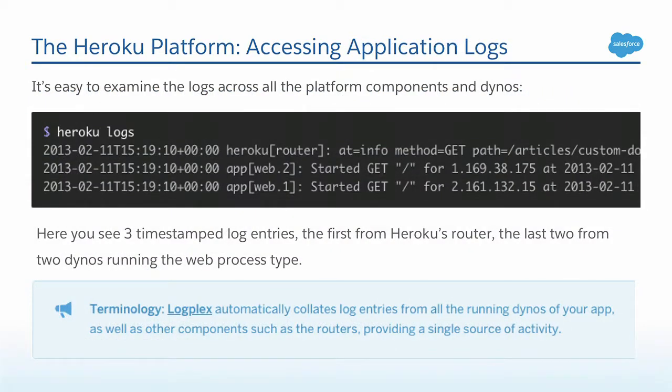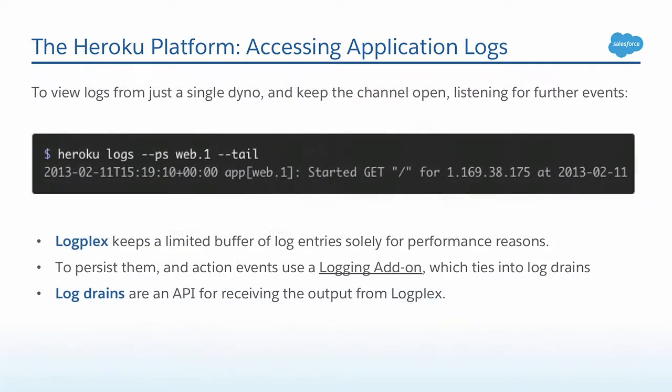In development, we always want to know what's happening in our deployed code. So it's easy to examine the logs across all the platform components in Dynos. Heroku treats logs as streams of time-stamped events and collates the streams of logs produced from all the processes running into the logplex. The logplex is a high-performance, real-time system for log delivery. Logplex automatically collates log entries from all the running dynos of your app, as well as components such as the router, providing a single source of activity.